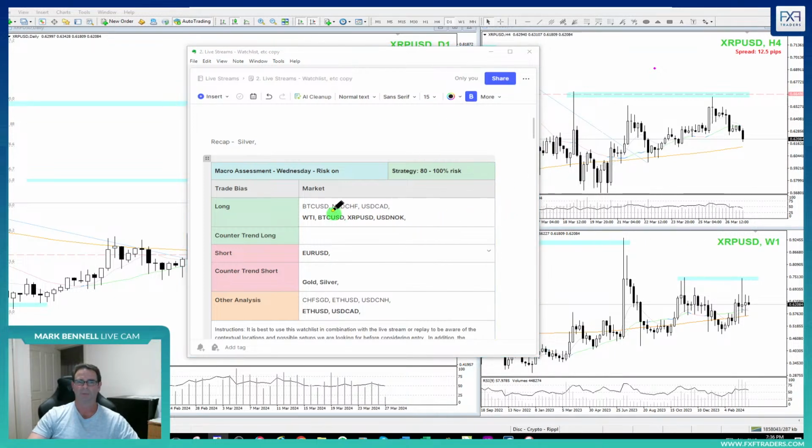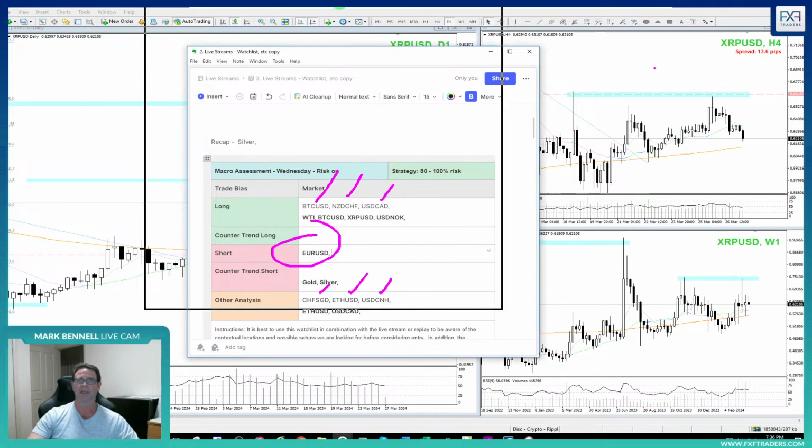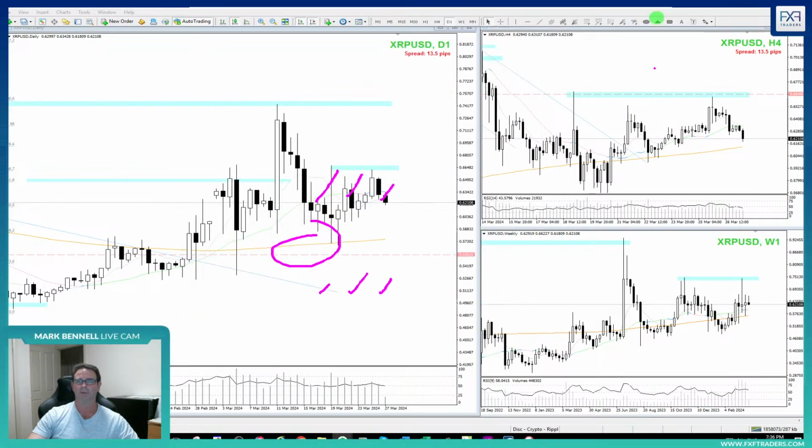So you'll see here, Bitcoin we just did. So I like New Zealand Swiss, dollar CAD we've been looking at, Euro we just did, Swiss Singapore I like, Ethereum we've done, and dollar Chinese yuan. So you can see these are still some of these from yesterday. So markets are just not really giving us anything.